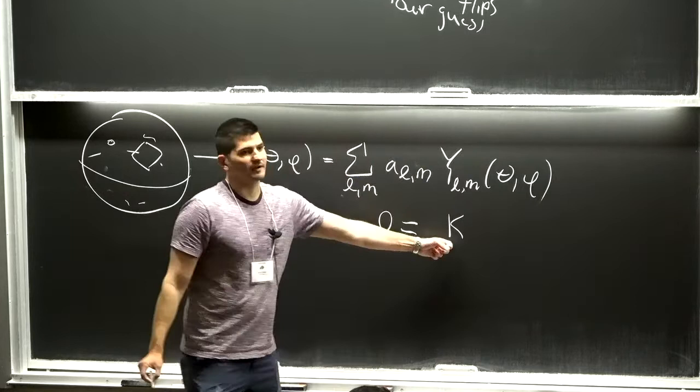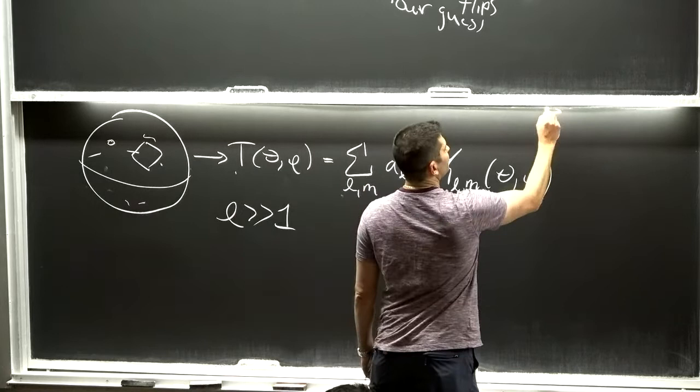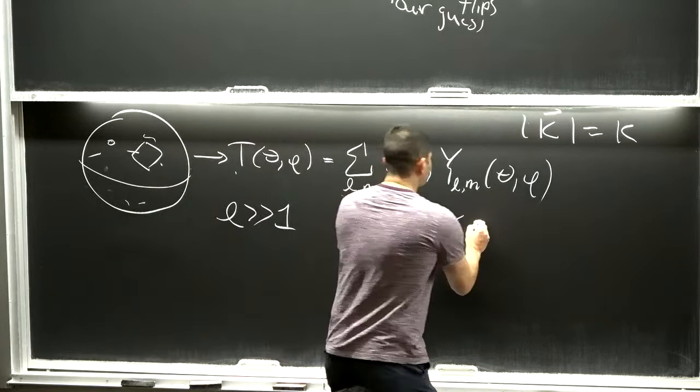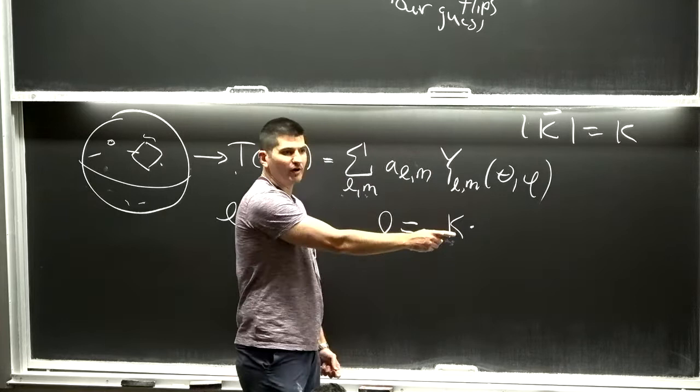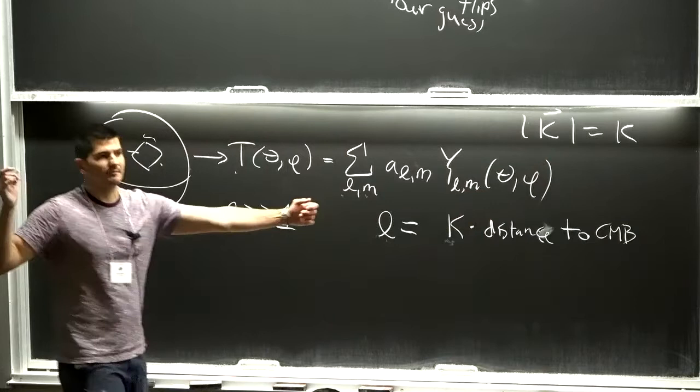So this is 1 over distance. This is the length of the Fourier mode. Here I'm using the notation that the length of a vector is just the one without the arrow. So this is like a length because there's this L, this M variable that counts all the possible spherical harmonics. And then this has no units. This has units of 1 over distance. So I better multiply it by a distance. And this is the distance to the last scattering surface, to the CMB, OK? So how physically far away the CMB is from us. So that's a relationship between Fourier transforms and spherical harmonics.